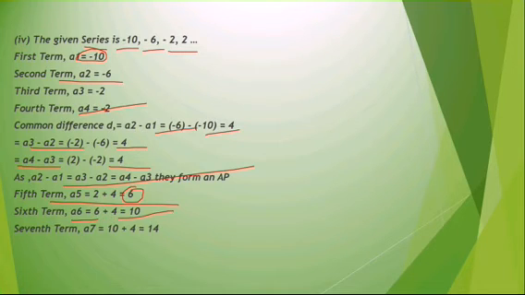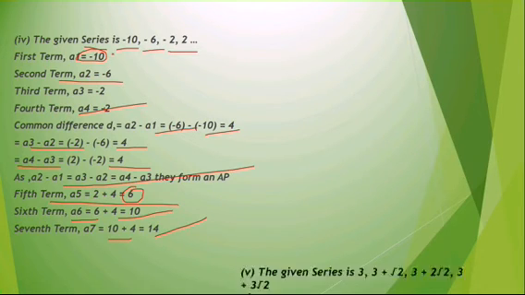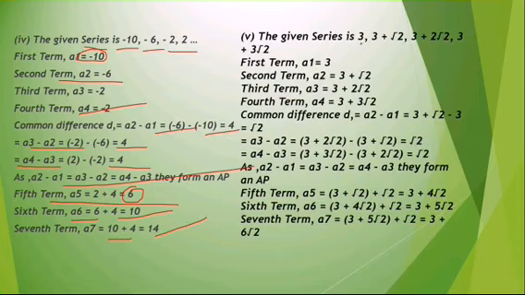Next question. The given series is 3, 3 plus root 2, 3 plus 2 root 2 and 3 plus 3 root 2. So the first term is 3 and second term is 3 plus root 2 and the third term is 3 plus 2 root 2 and fourth term, that is 3 plus 3 root 2. We know that the common difference is a2 minus a1, which will be equal to 3 plus root 2 minus 3. 3 gets cancelled, we will get root 2.